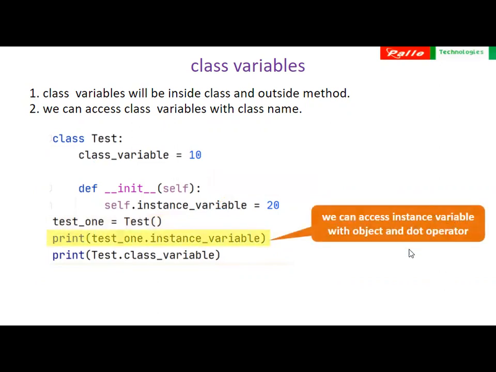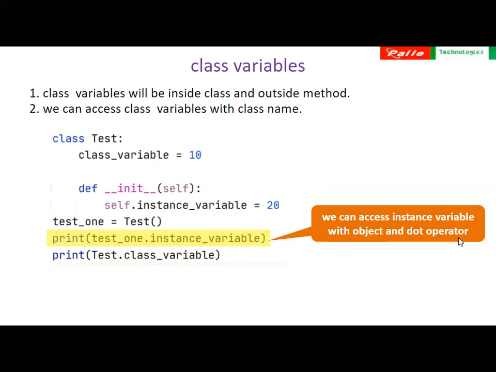So we can access an instance variable with the object and the dot operator. Remember this point. Now how many types of variables have we seen? What are they? Local, global, instance, class. Correct?